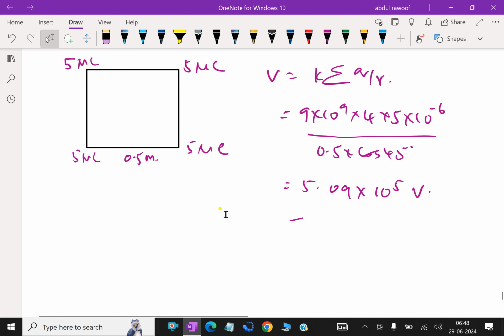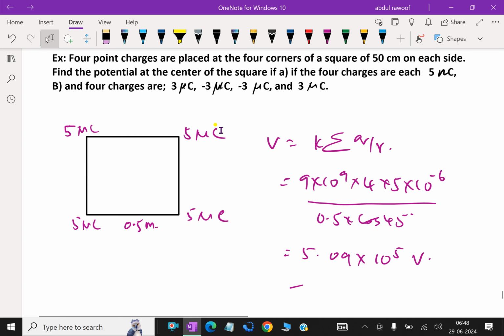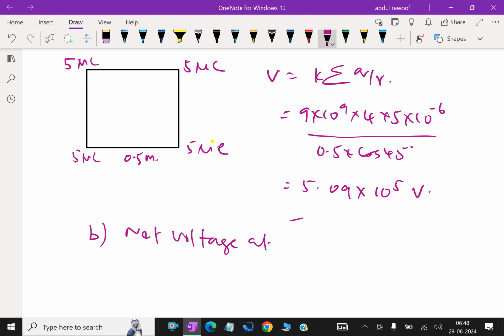Next question. From here we have to calculate the second part, with 4 charges of plus 3 microcoulomb, minus 3 microcoulomb, minus 3 microcoulomb, plus 3 microcoulomb. Therefore, the net voltage at the center of the square equals 0.